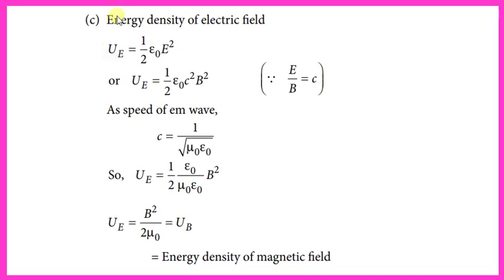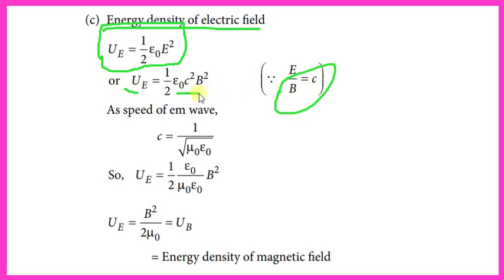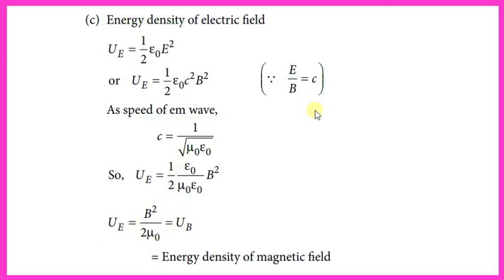Average energy density of the electric field is mu equal to half epsilon naught E square. So mu is half epsilon naught, and E naught can be written as C into B, so C square into B square. And as we all know, the speed of electromagnetic wave is C equal to 1 by root of mu naught epsilon naught. So we can substitute this value. You will get mu as B square upon 2 mu naught, and this is nothing but the energy density of the magnetic field. So we have proved the energy density of the electric field is equal to the energy density of the magnetic field.